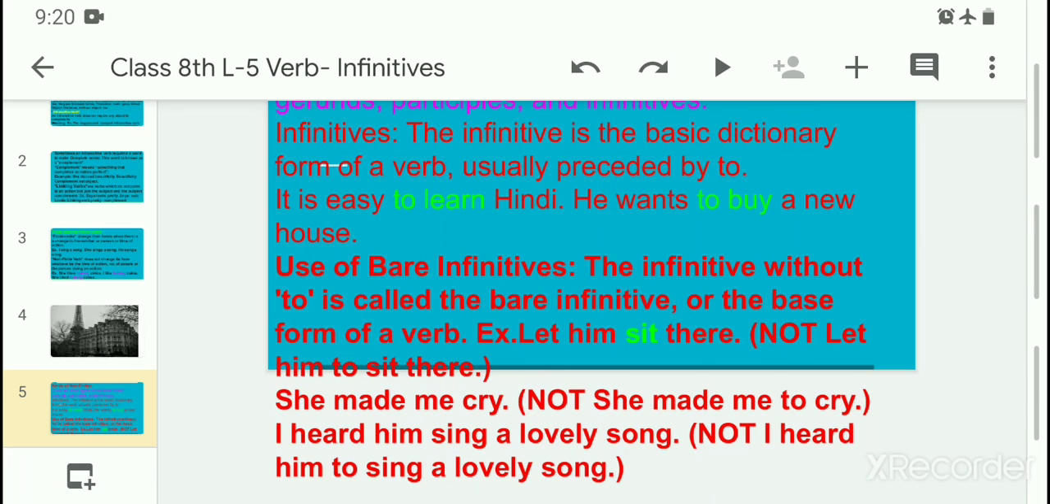So this was all about our chapter lesson 5, verb infinitives. I hope it is clear to you.